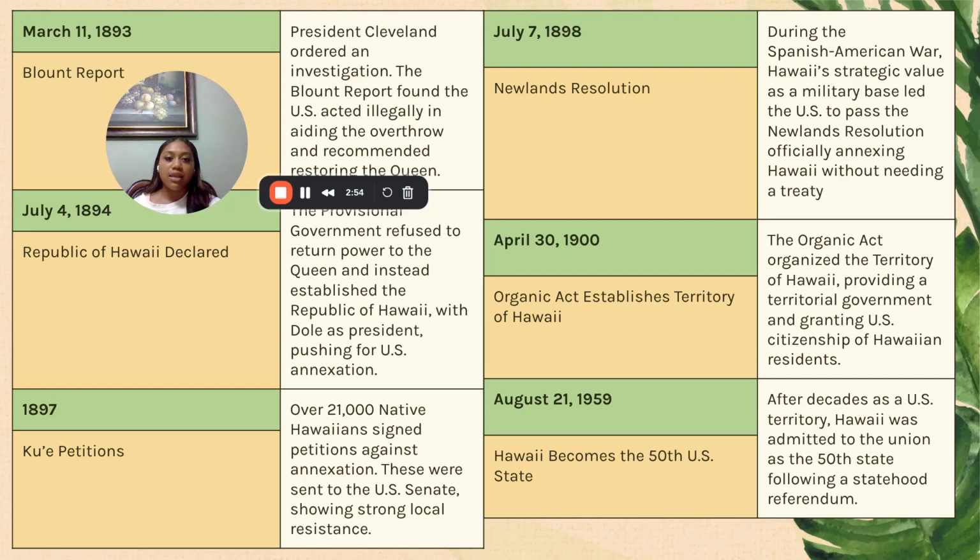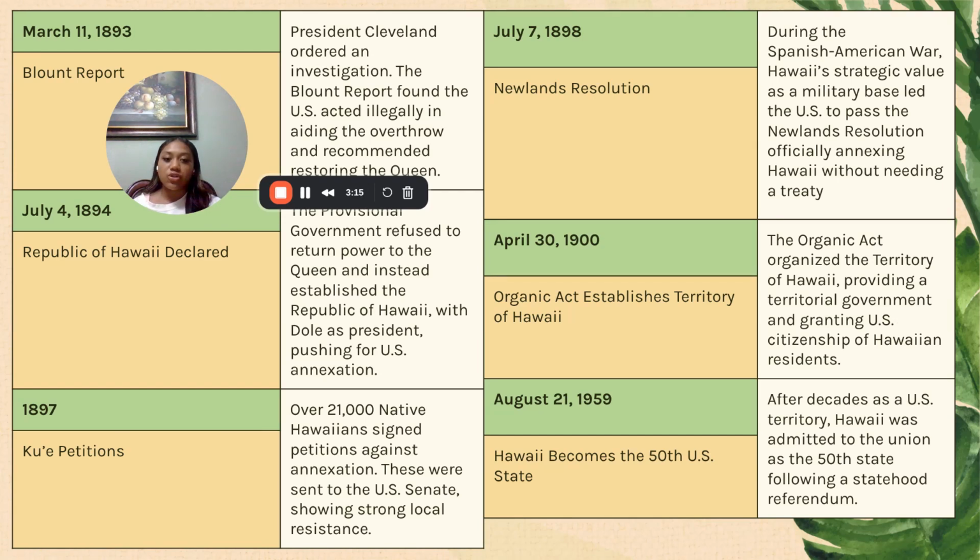July 7, 1898. Newlands Resolution. During the Spanish-American War, Hawaii's strategic value as a military base led the U.S. to pass the Newlands Resolution, officially annexing Hawaii without needing a treaty.